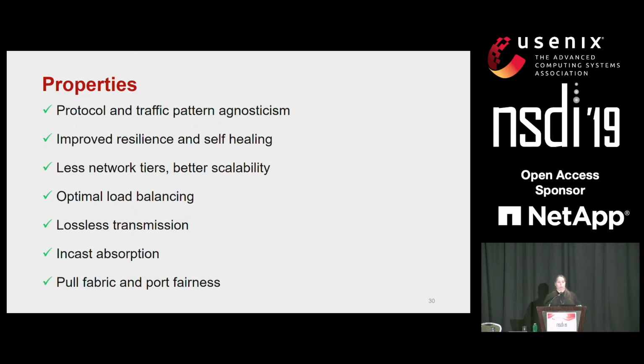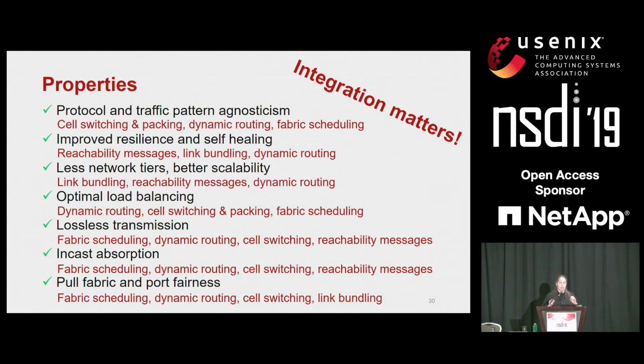What I do want to emphasize here is that they are all a function of the integration. They are the result of the integration. You can't get everything unless you have all the combined features of Stardust. So for example, protocol and traffic pattern agnosticism are the result of cell switching combined with packing, combined with dynamic routing, combined with fabric scheduling. Take one out, and a lot of those will no longer hold.